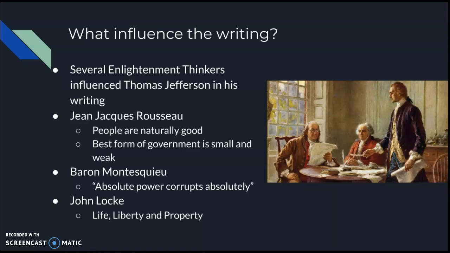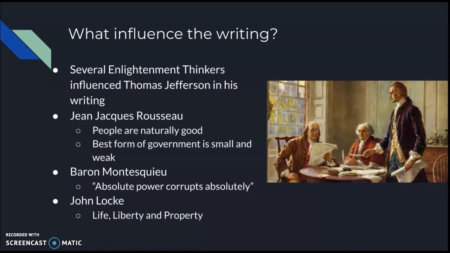One of these Enlightenment thinkers was Jean-Jacques Rousseau. He believed that government was best small and weak. People are naturally good, so they can govern themselves. Baron Montesquieu, he believed that absolute power corrupts anyone. And John Locke, of course, life, liberty, and property.